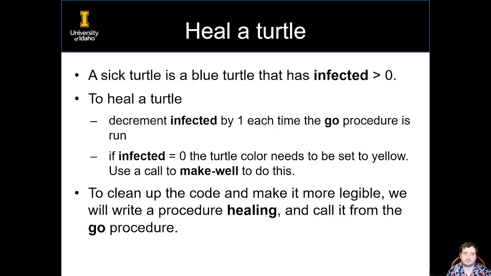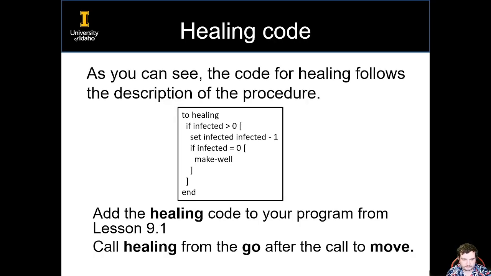In order to heal a turtle, a sick turtle is a blue turtle, for your assignment that you did, that has an infected rate of over 0. We're going to reduce our infected rate by 1 each time that our go procedure is run. And if we find that we're at 0, then the turtle color needs to be set to yellow, and we'll use the make well value to do this. We're also going to do a little bit of code cleanup, and we're going to do a healing procedure, and we're going to call it in the go procedure. So this is the code that we're going to use for our healing code.